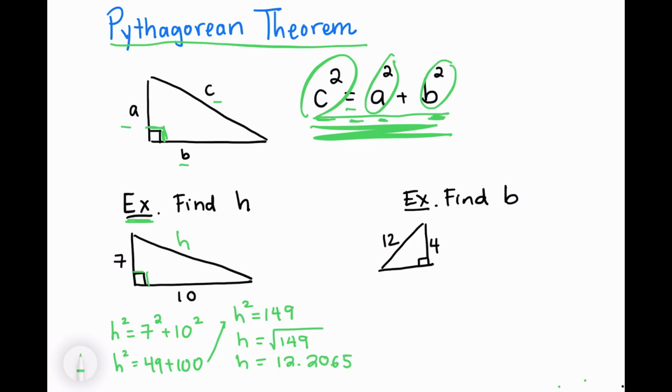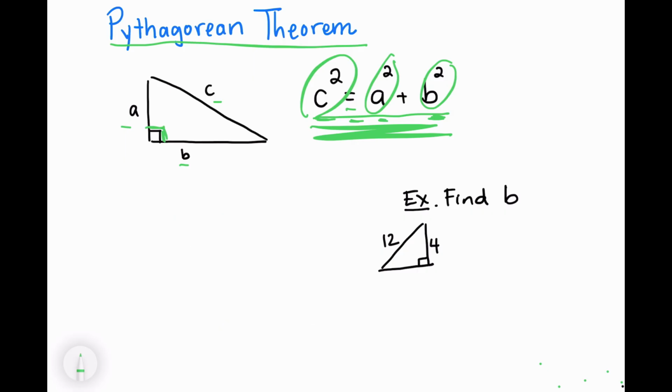12.2065... And notice I only take the positive square root because h represents a length, so it has to be positive. And if we round this to 1 decimal place, since there is a 0 to the right of the 2, that will be 12.2 units squared.